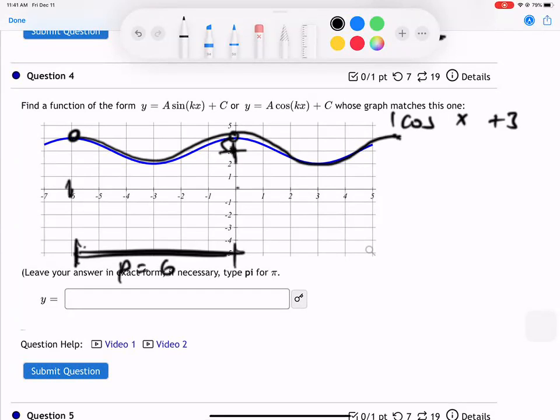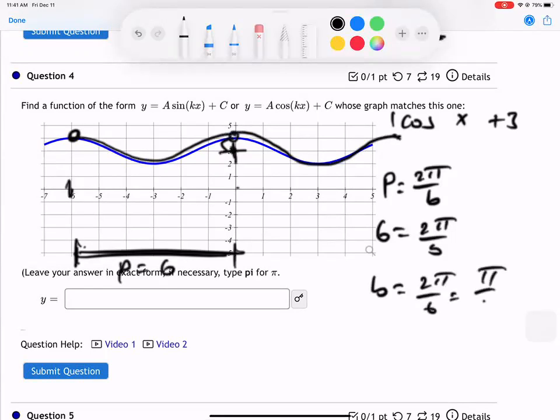To solve for our b value, our period is equal to 2 pi over b. I don't know what b is, but I sure do know what the period is. Flip the values, b is equal to 2 pi over 6. We can rewrite this as pi over 3. Our b value, remember a cosine of bx, our b value is pi over 3.